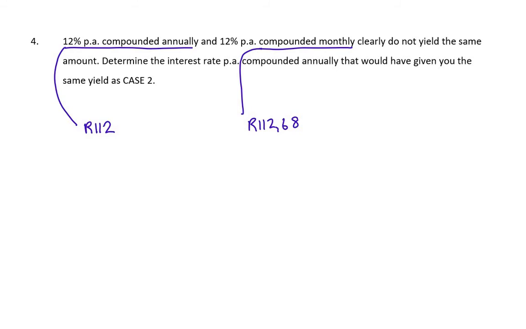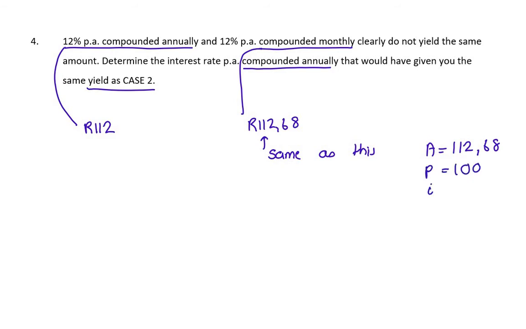Now it says, determine the interest rate per annum compounded annually that would have given you the same yield as case 2. So what they're saying is, how do I get the same thing out? How do I get 112 Rand and 68 cents? So how does A be 112 Rand and 68 cents if I still started with a P of 100 Rand, but my interest rate was once in the year? So just once. None of this compounded monthly, just once.